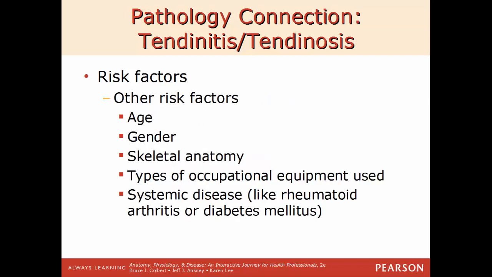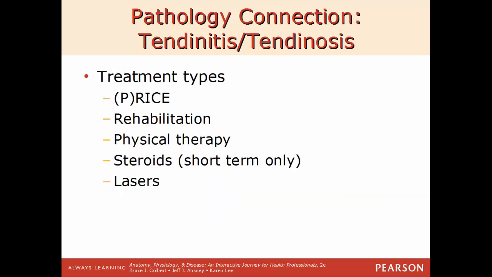or tendinosis. Some other risk factors: age, gender, skeletal anatomy, different types of occupational equipment that's used, and any kind of systemic disease like rheumatoid arthritis or diabetes mellitus. Some treatment types for tendinitis and tendinosis: PRICE, protection, rest, ice, compression, and elevation. General rehab, physical therapy and rehab.